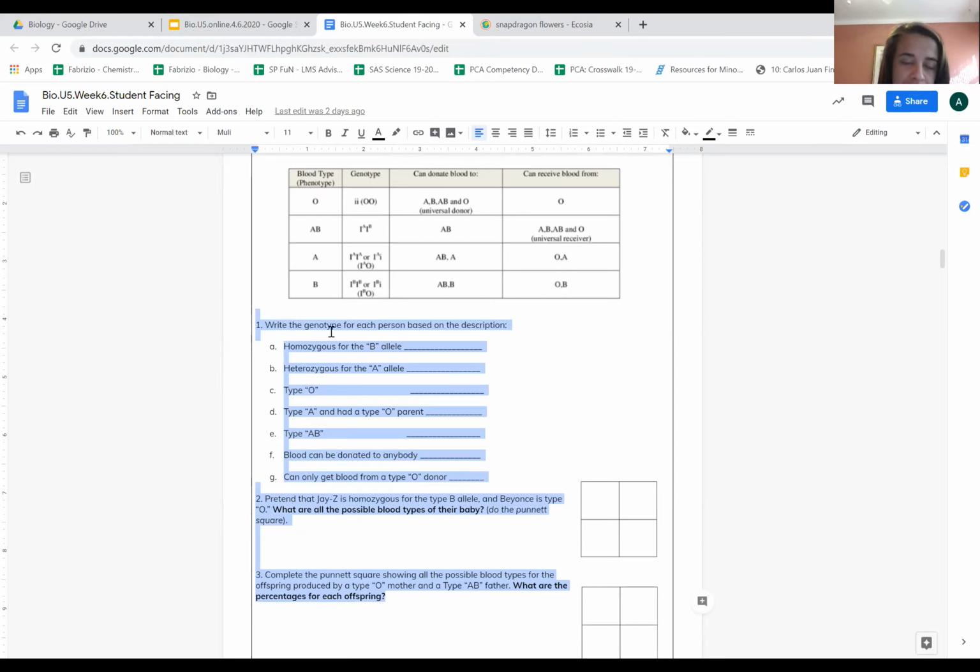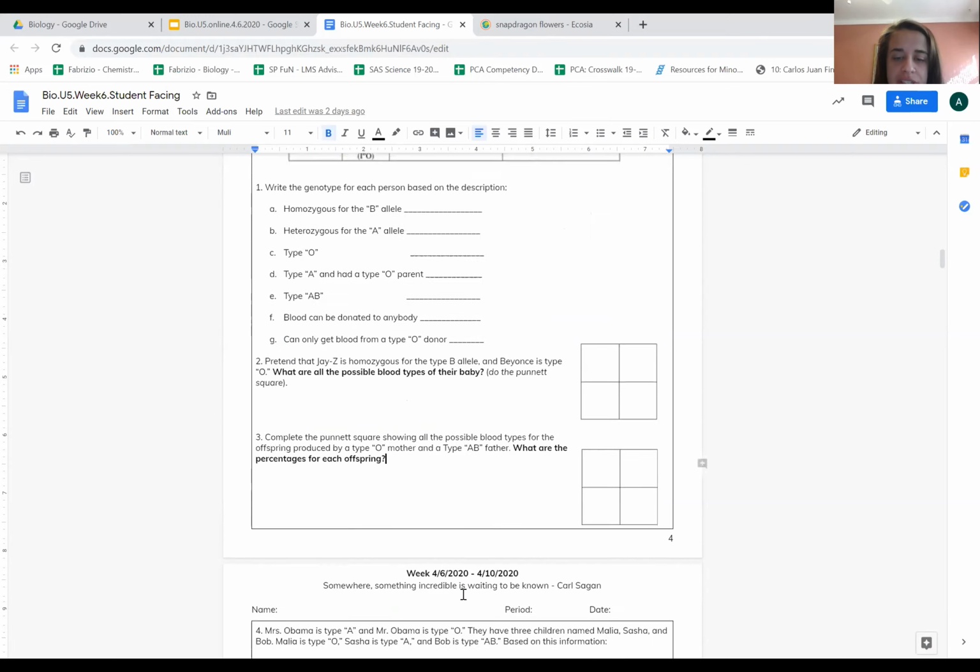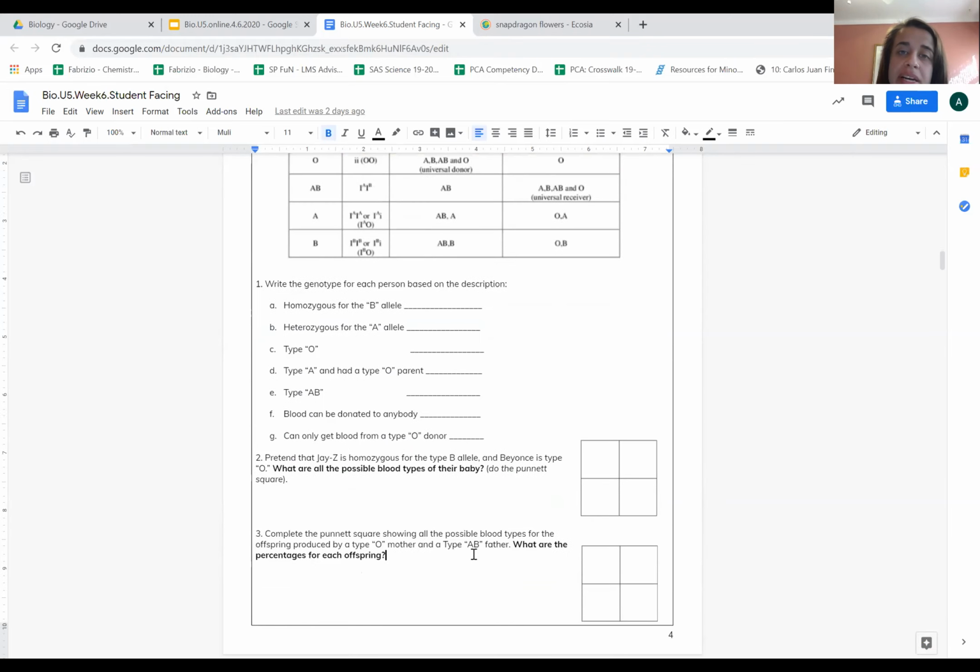Okay, welcome back. You should have completed 1 through 3 on page 4 of your packet by now. We're going to quickly go over one of these. Let's do number 2. Number 2 says, pretend that Jay-Z is homozygous for the type B allele and Beyonce is type O. What are all the possible types for their baby?